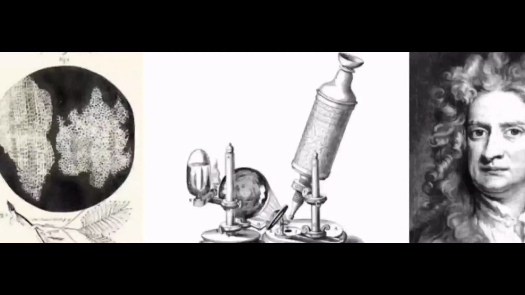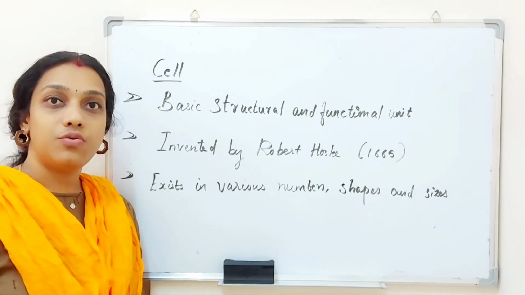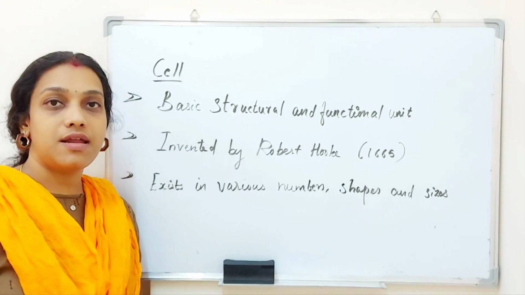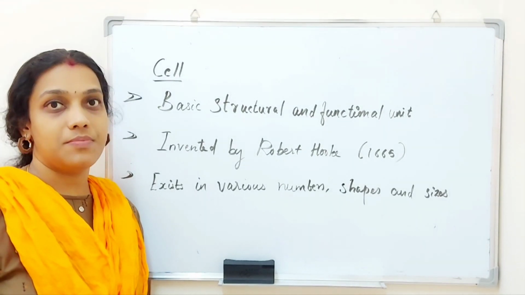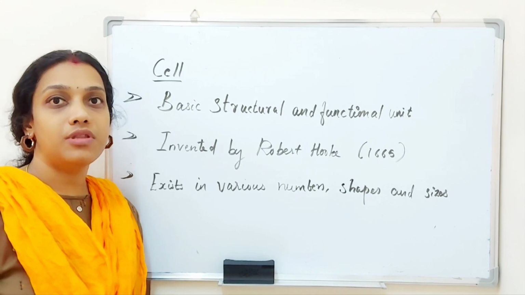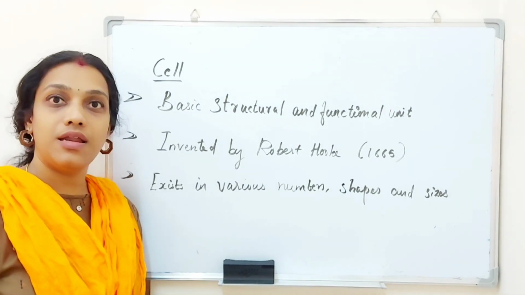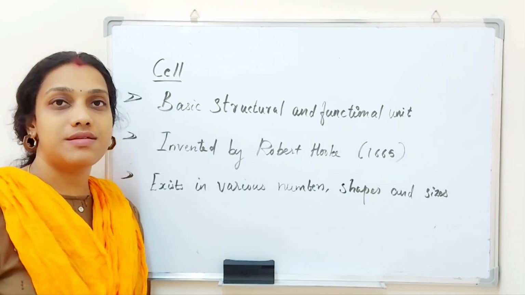The cell was first discovered by the scientist Robert Hooke with a very simple magnifying device, and the material was a cork. He observed a slice of cork under his magnifying device. He found that there were honeycomb-like structures seen, and he named these honeycomb-like structures as cells. So we studied about cell as a structural and functional unit of any organism. Every organism is made up of the basic structural unit cell, and it was discovered by Robert Hooke in 1665.